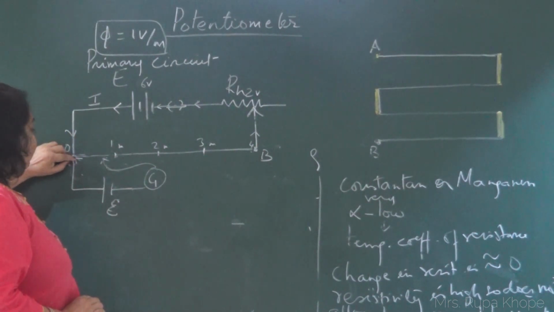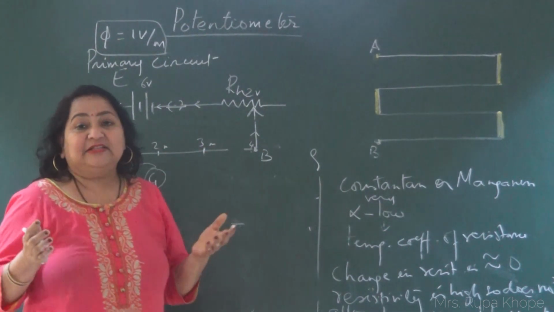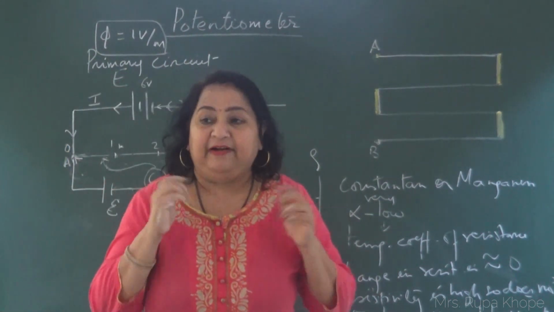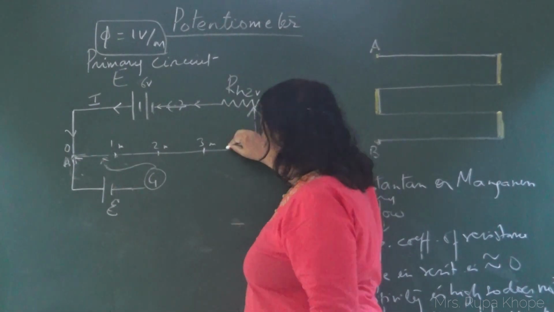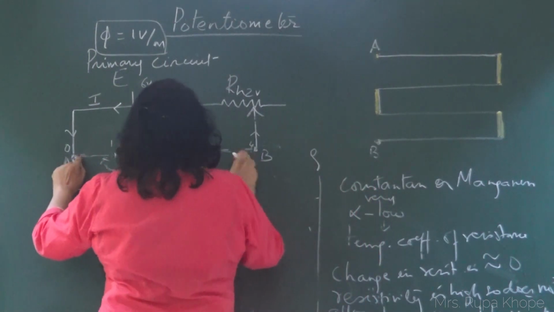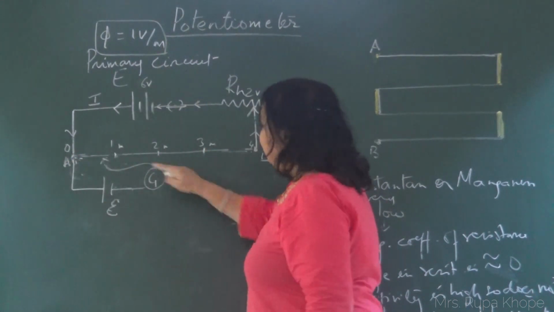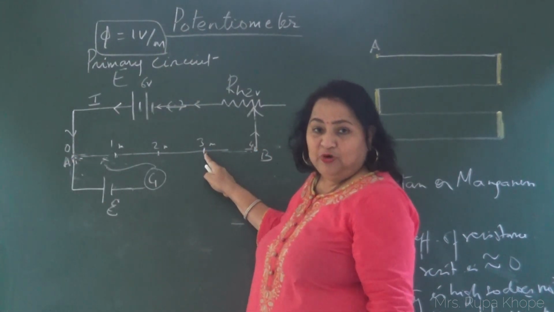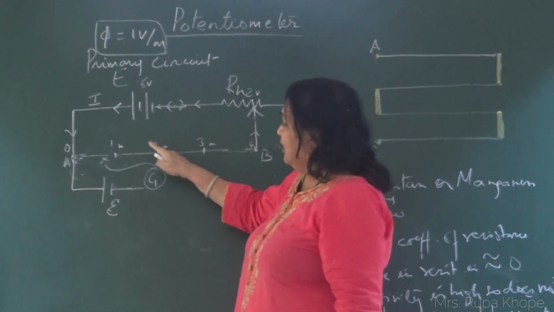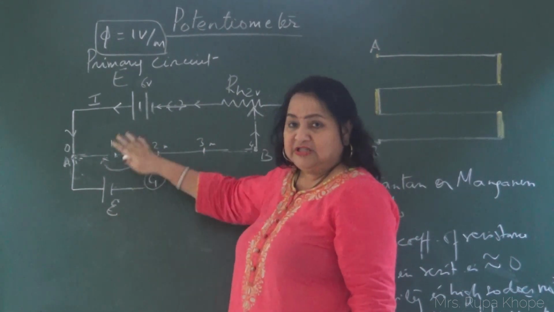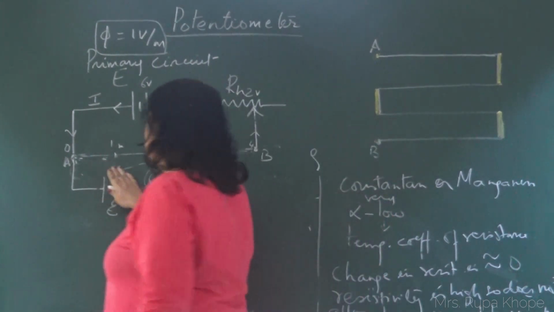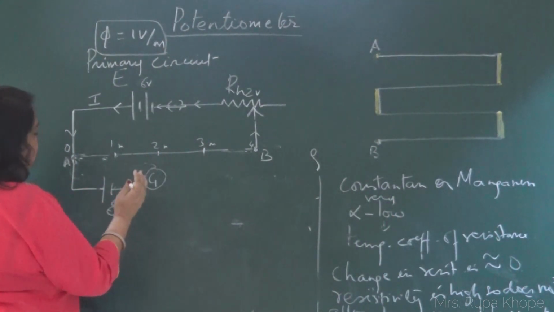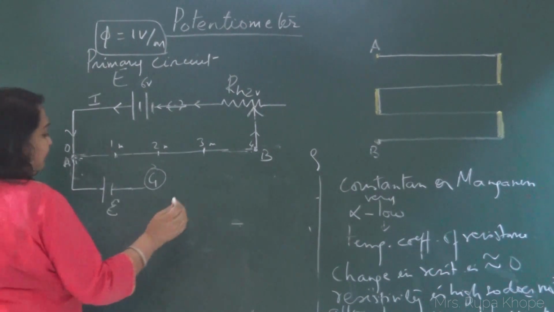Remember one thing, this wire now acts like a variable battery, because if I touch the jockey here, this wire has voltage equal to 4 volts. If I touch the jockey here, it has voltage equal to 3 volts. I am just saying this wire is like a variable battery. Now we are seeing what exactly happens in this wire.